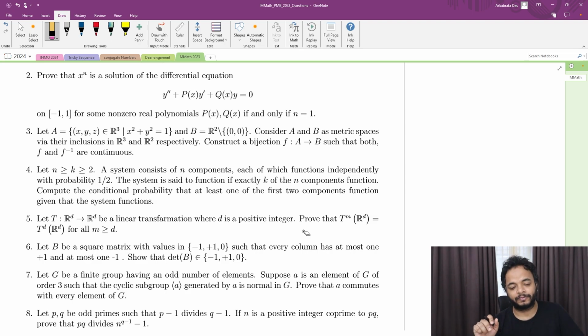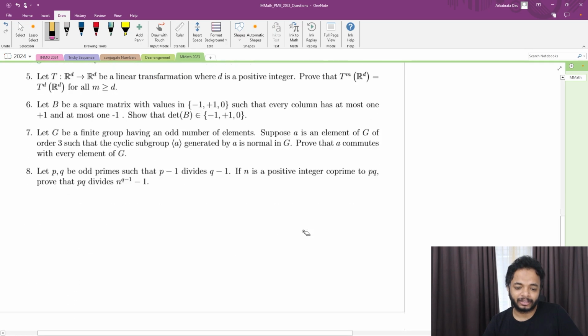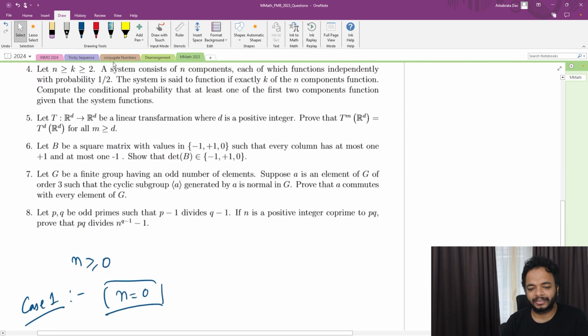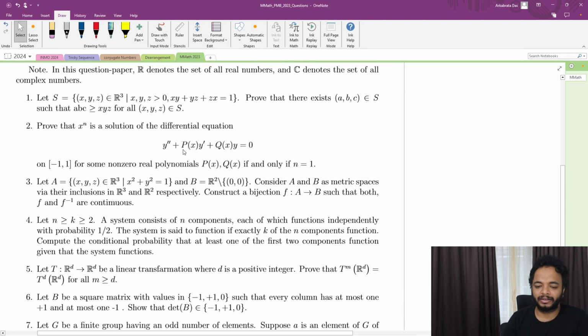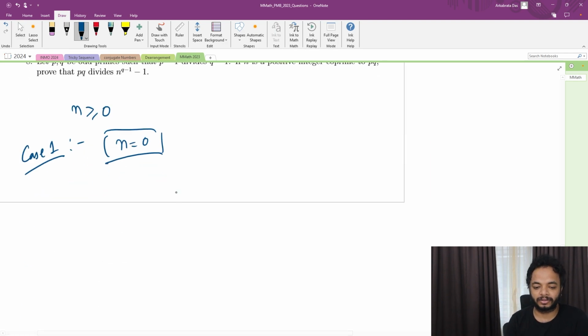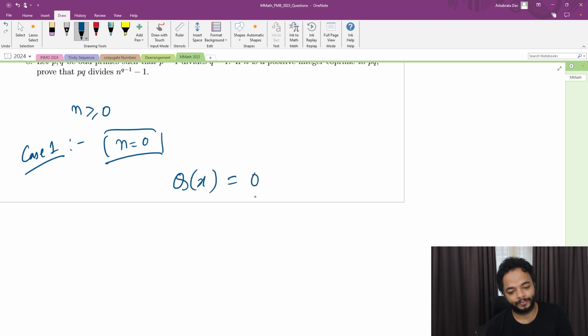Because the interval is given from -1 to 1, that implies basically that whatever n is, it's always greater than or equal to 0. Now coming to the very first case, that is n equals 0. If n equals 0, you can see that it's x to the power 0, which is 1. If you differentiate it once or twice, you get 0, so it basically becomes q(x) equals 0.